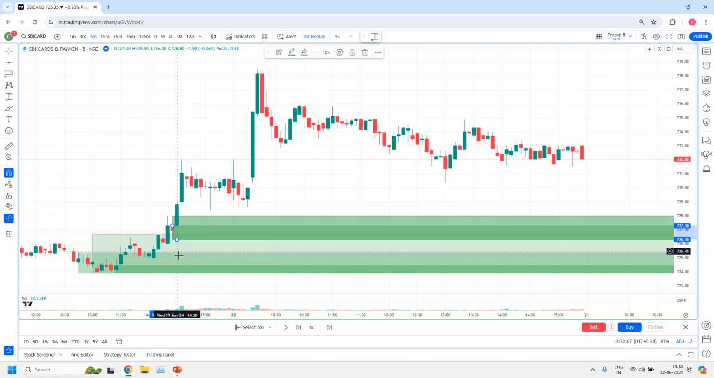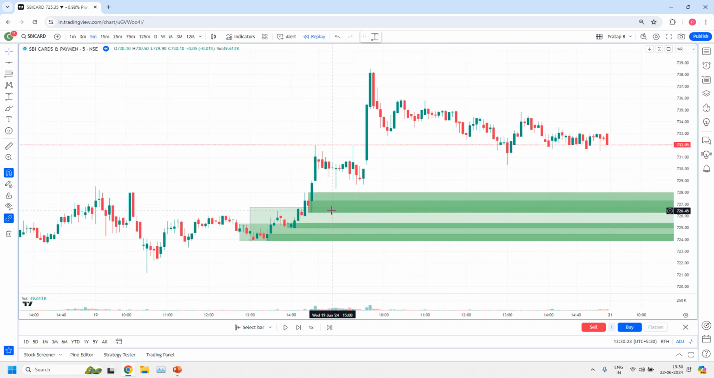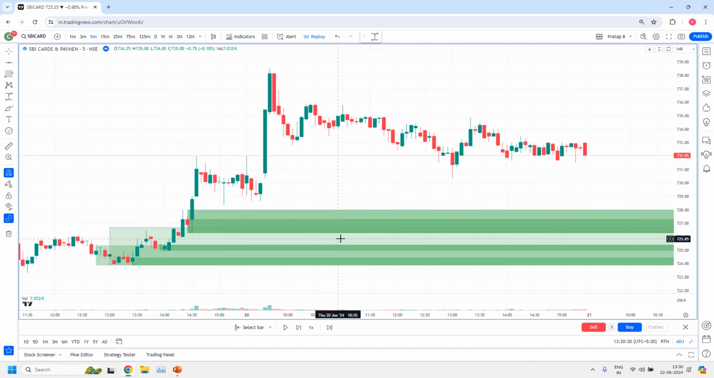To minimize the risk, you can keep like this, in case you want to minimize. If this zone is violated, next you will plan. And here also you have a drop base rally. So this you can also plan. If this zone is violated, the next one is also violated, this is the one. That way you can plan your trades.